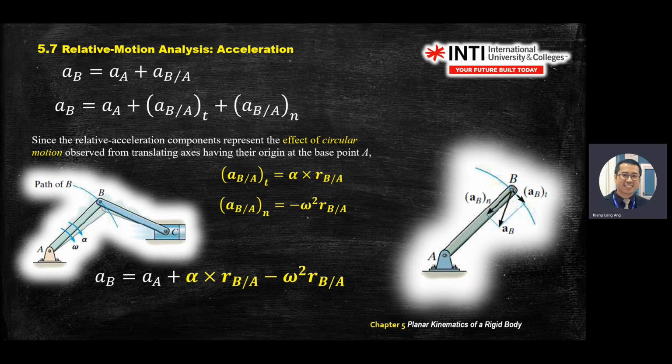Previously, we discussed the vector diagram. Acceleration B equals acceleration A plus the resultant of your acceleration B stroke A. You break your B stroke A acceleration into tangent and normal direction. Okay.